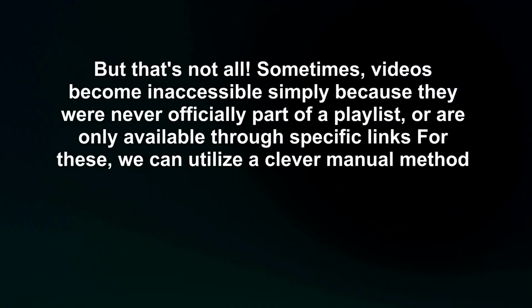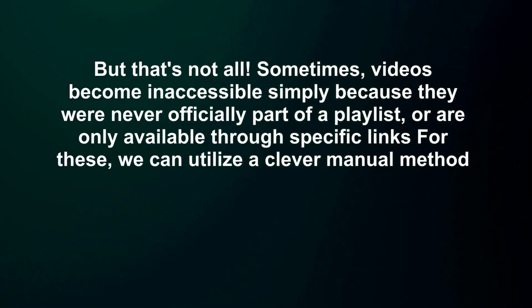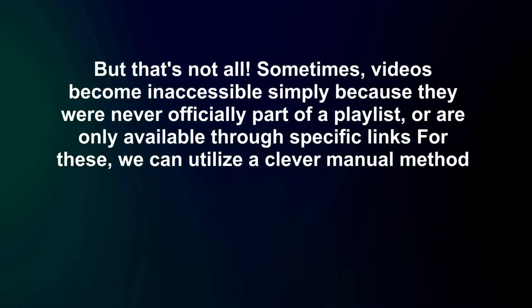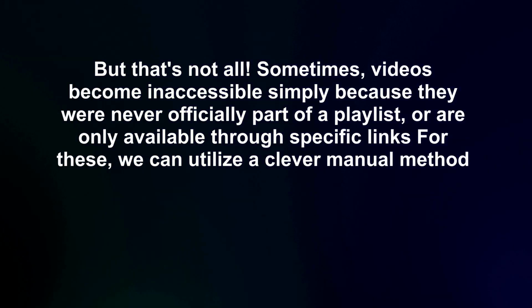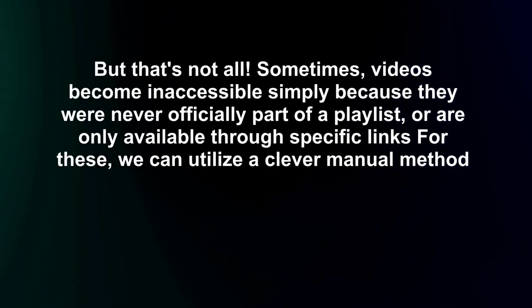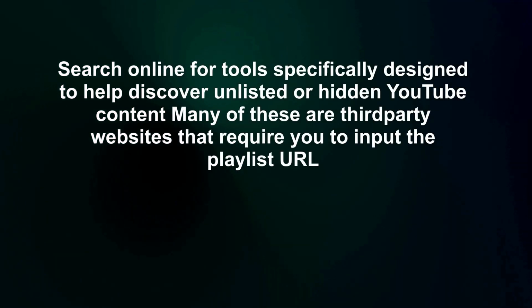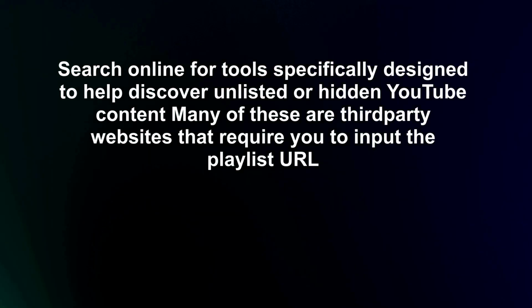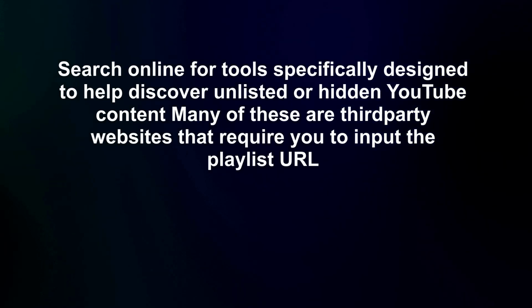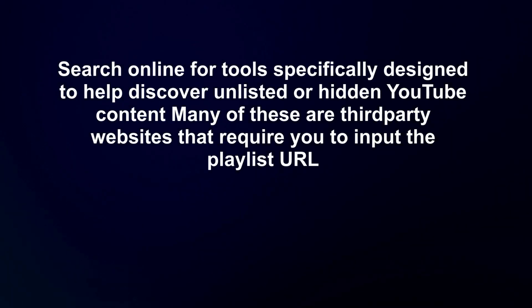But that's not all. Sometimes, videos become inaccessible simply because they were never officially part of a playlist, or are only available through specific links. For these, we can utilize a clever manual method. Search online for tools specifically designed to help discover unlisted or hidden YouTube content. Many of these are third-party websites that require you to input the playlist URL.